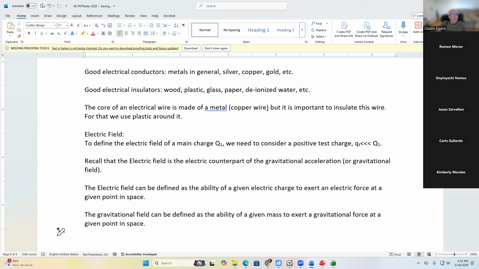And that's what the first lab is all about. It's about mapping. The first lab is about mapping the electric field of a given electric charge distribution. Okay?